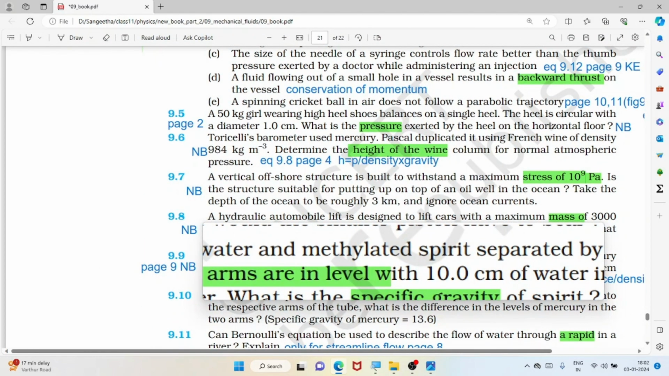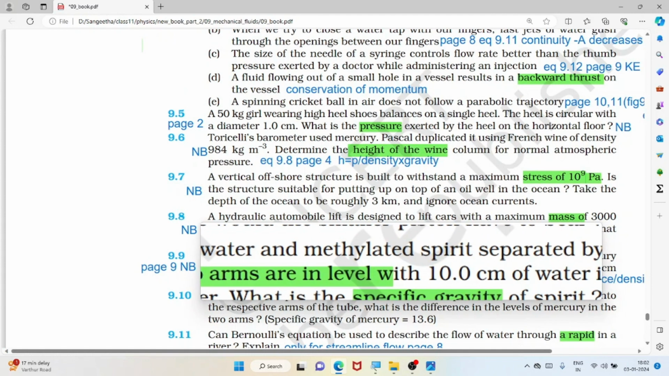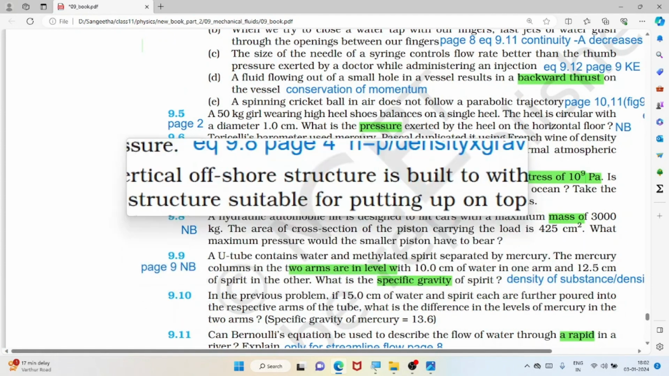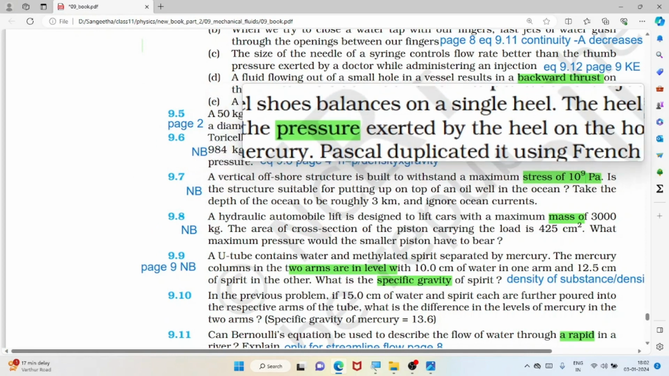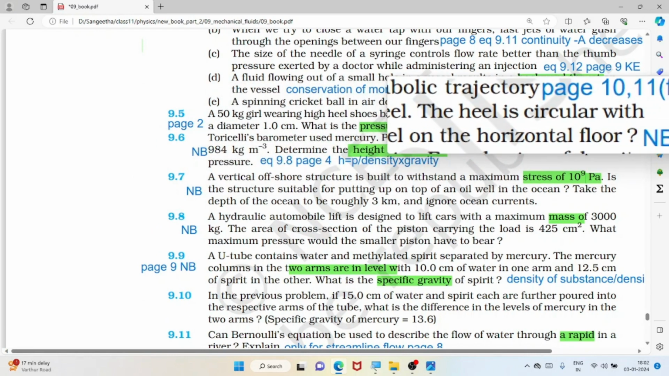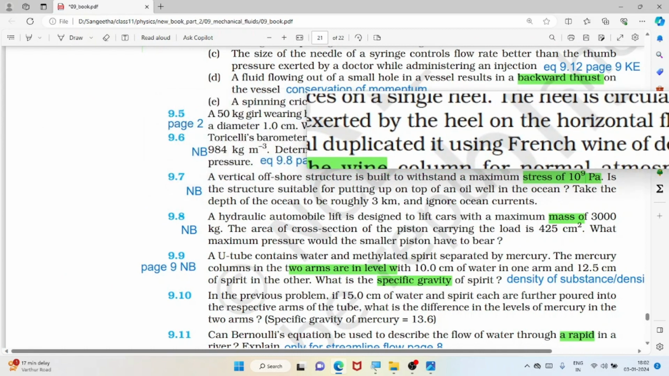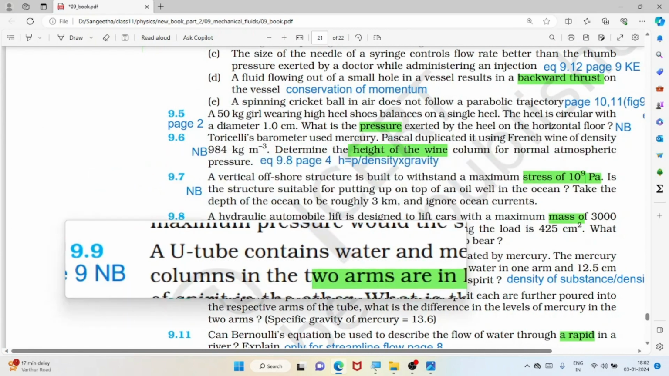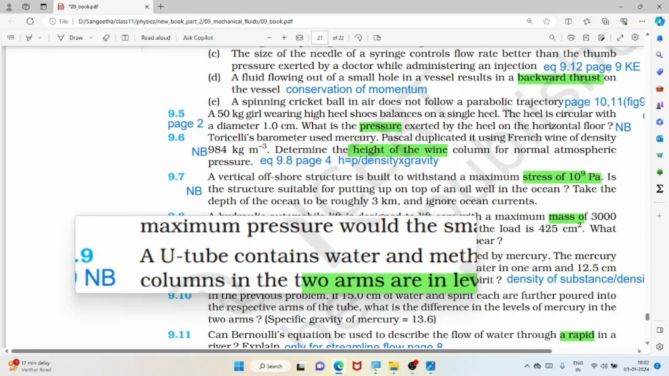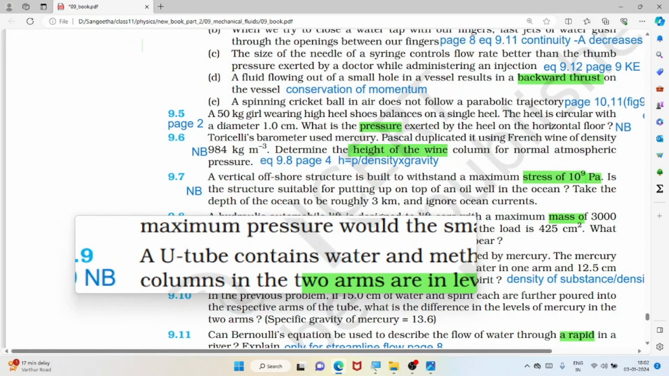A 50 kg girl wearing high heel shoes balances on a single heel. The heel is circular with a given diameter. What is the pressure exerted on the horizontal floor? There are different formulas for pressure, so based on what is given in the problem, you should use the formula.